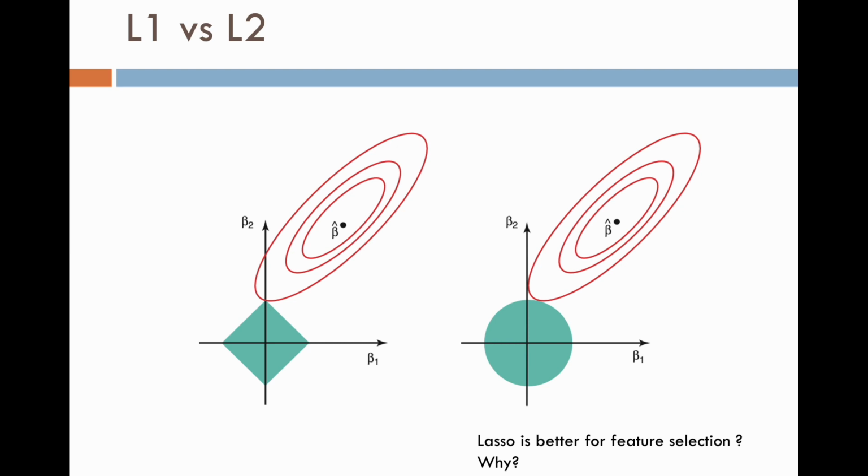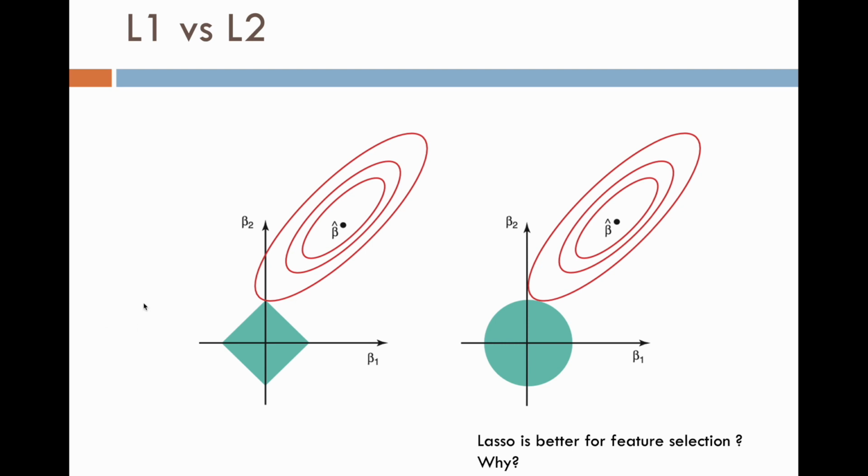What does it mean? That means I am no longer paying attention to the feature which is attached to my beta 1, and I will only pay attention to beta 2, because beta 2 is the feature which is doing most of the explanation, or which is able to explain most of the variability associated with my data. Okay, this is what it means. And that's why L1 is also used for feature selection. If somebody asks you why L1, Lasso, is used for feature selection, this is the answer.